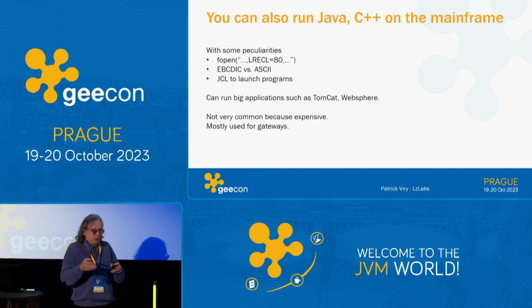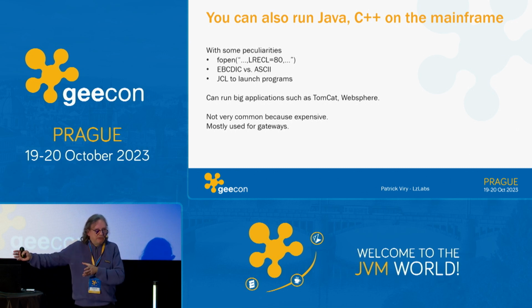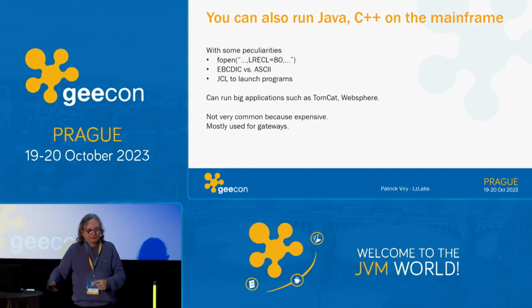Right? So it's possible to run Tomcat, WebSphere, and so on. In practice, it's very uncommon because it's very expensive to run things like this on the mainframe. Right? So in practice, you will see Java or C++ only for gateways, only for interfacing a Cobol application running on the mainframe and a Java application running on a Linux server somewhere else.